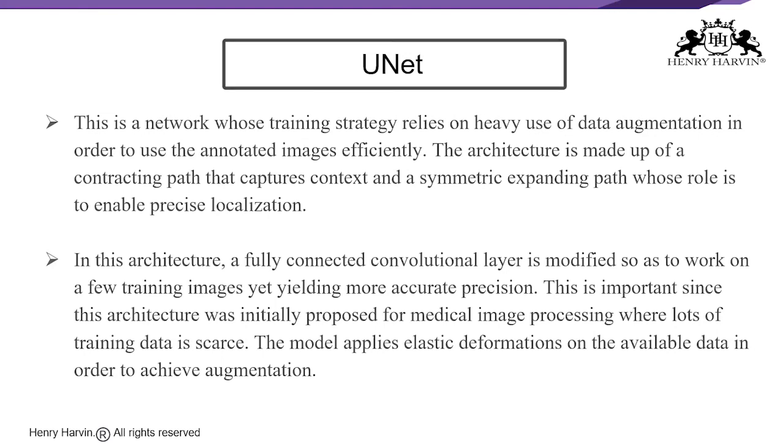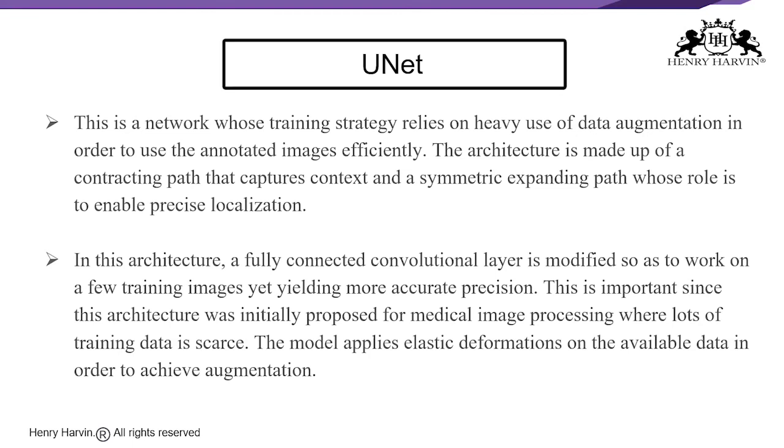So U-Net is a network whose training strategy relies on heavy use of data augmentation in order to use the annotated images efficiently. The architecture is made up of a path that captures context and a symmetric expanding path, which enables precise localization. In this architecture, a fully connected convolution layer is modified to work on a few training images, yet yielding more accurate precision. This is very important because the architecture was initially proposed for medical image processing, where lots of training data is scarce.